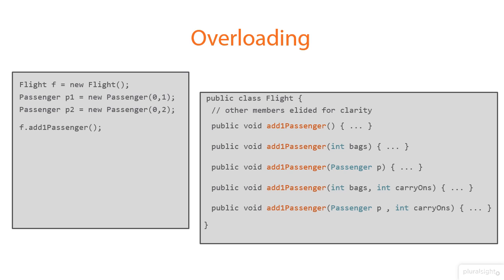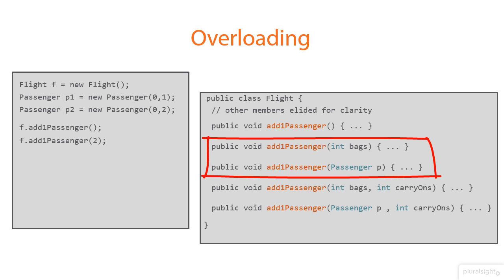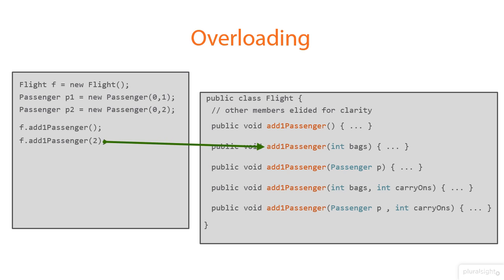So now, if I call on flight add one passenger, well, this is the one with no parameters. So it's nice and easy to know which one that chooses. It just calls the implementation of add one passenger that accepts no parameters. I call add one passenger passing an integer. Okay, well, there's only one parameter here, so there are 2 possible overloads that can handle that, right? The one that accepts integer and the one that accepts passenger. But since we're passing an integer, it'll use the integer overload. Similarly, when I call the add one passenger passing in a reference to a passenger, it will call the overload that accepts a passenger.